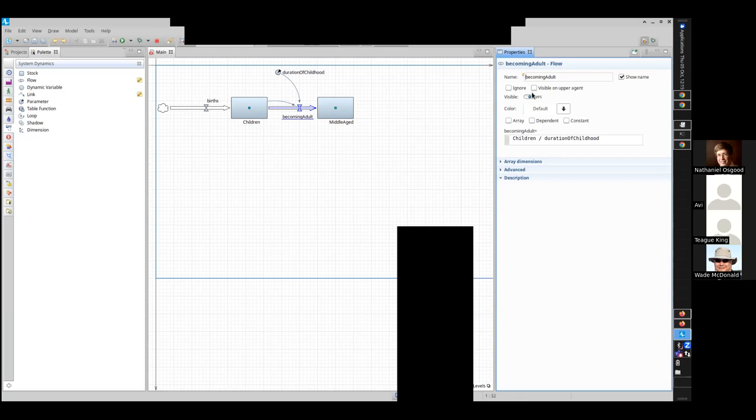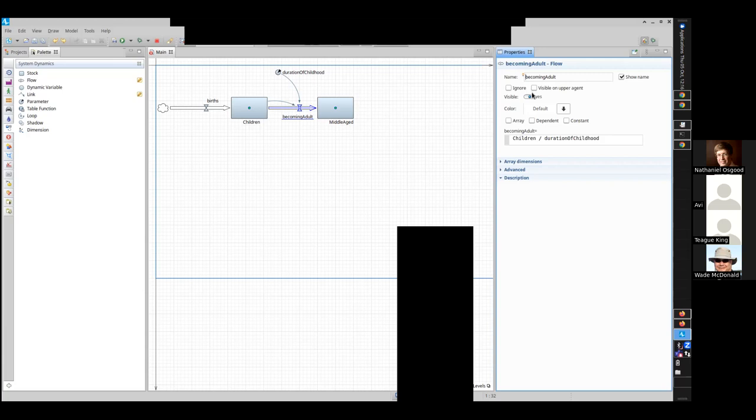Why couldn't it be children times duration of childhood? The dimensions don't match. It's a dimensional mismatch. Children times the duration of childhood would be of dimension people times time, not people per time. There are times we accumulate people-years, like the life years lived by the population, but that's not what we want here.